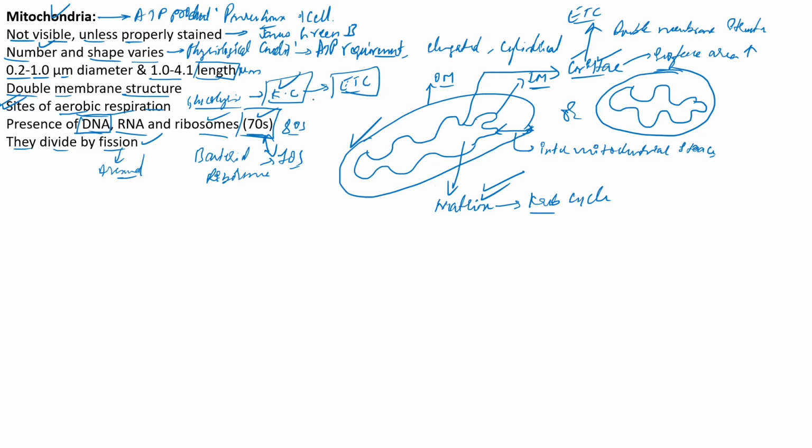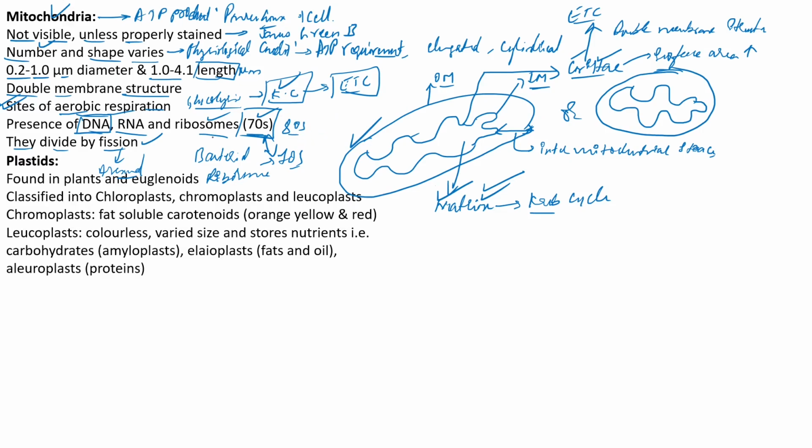But the difference is that the enzymes required for the Krebs cycle are mainly present in the matrix of the mitochondria, while the enzymes or prerequisite requirements for the electron transport chain are mainly present in the inner membrane of the mitochondria. I hope we have made this quite clear. Let us move on to the next one, that is the plastids.